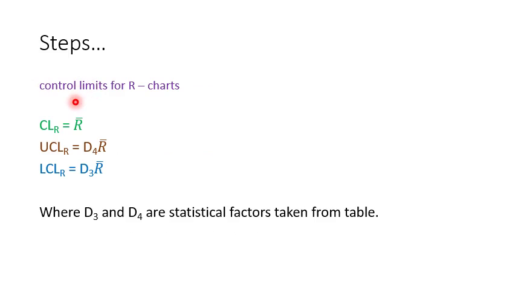Now calculate the control limits for the R chart. The center line for the R chart is equal to R bar, and we already know how to calculate the R bar. Then the upper control limit for the R chart is equal to D4 R bar, and the lower control limit for the R chart is equal to D3 R bar, where D3 and D4 are statistical factors taken from the table, and these factors depend on n, that is small n.